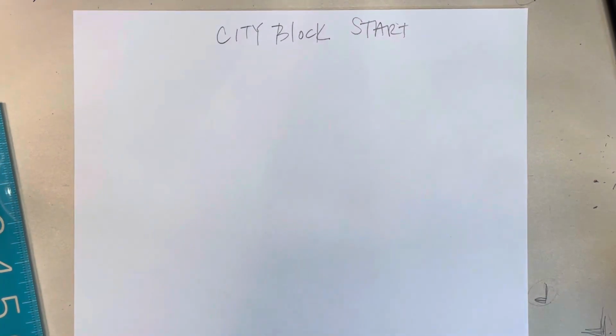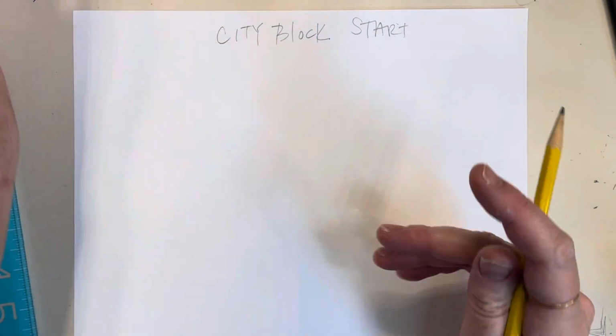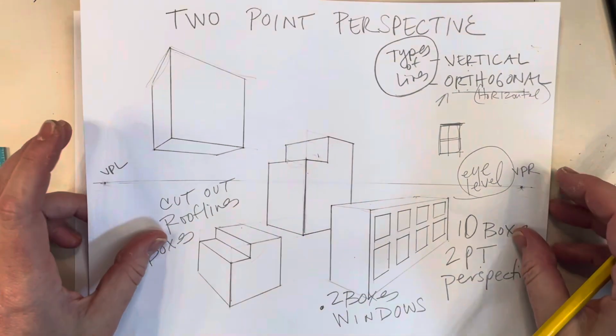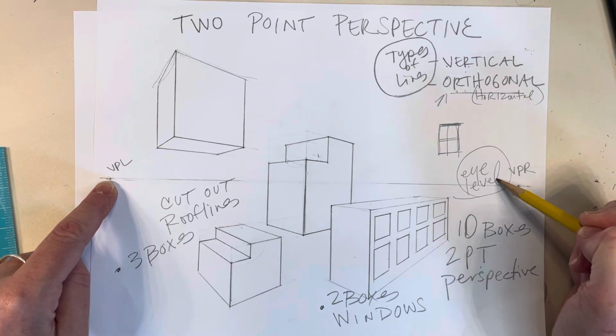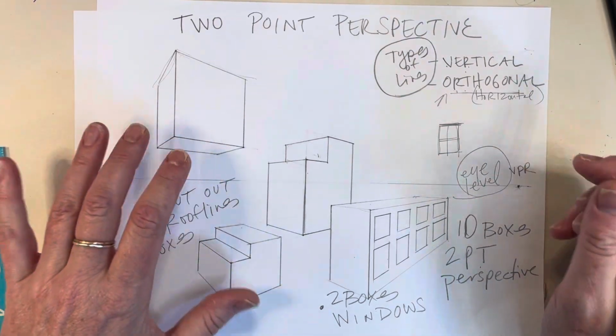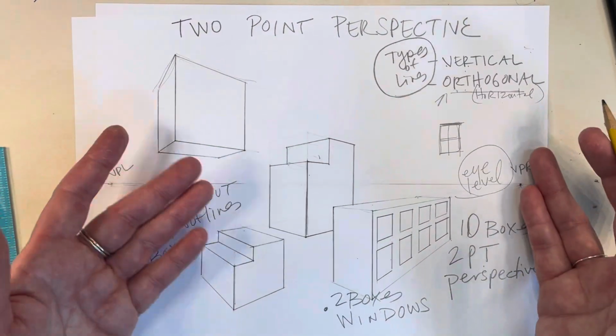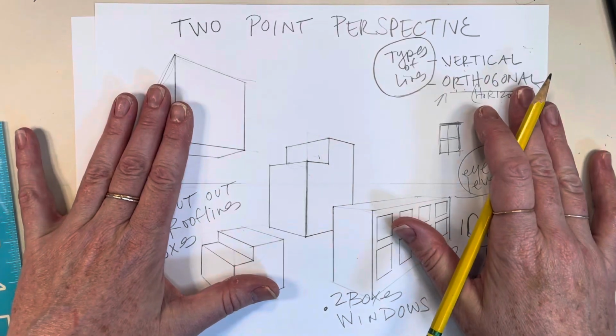All right, we are going to start our city block drawing. The first thing that you need to know about your city block is where you're going to put your vanishing points. So remember, your vanishing points are your eye level. So if you put your vanishing points in the middle, it looks like you're maybe on the, I don't know, 5th story, kind of looking down over some short buildings, but also looking up at some tall ones.